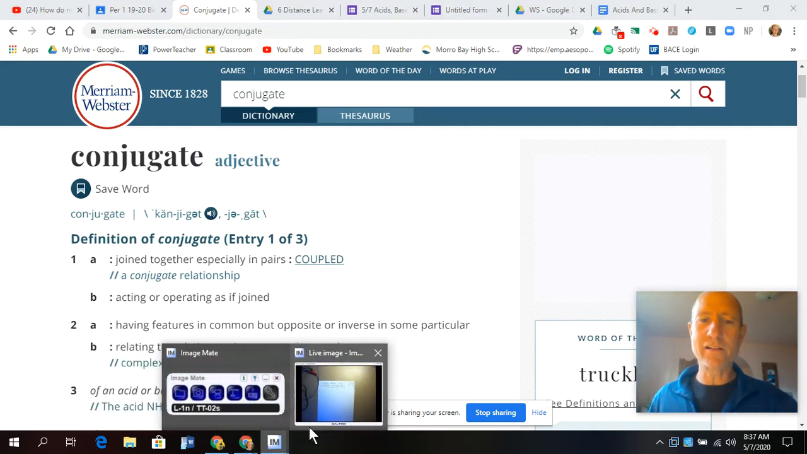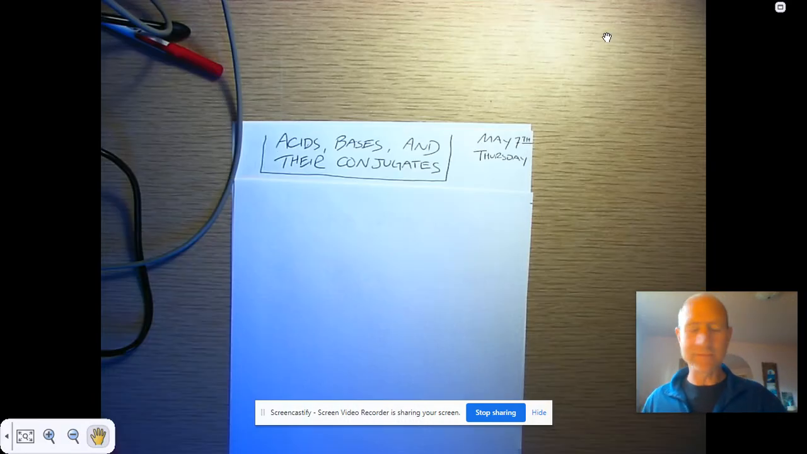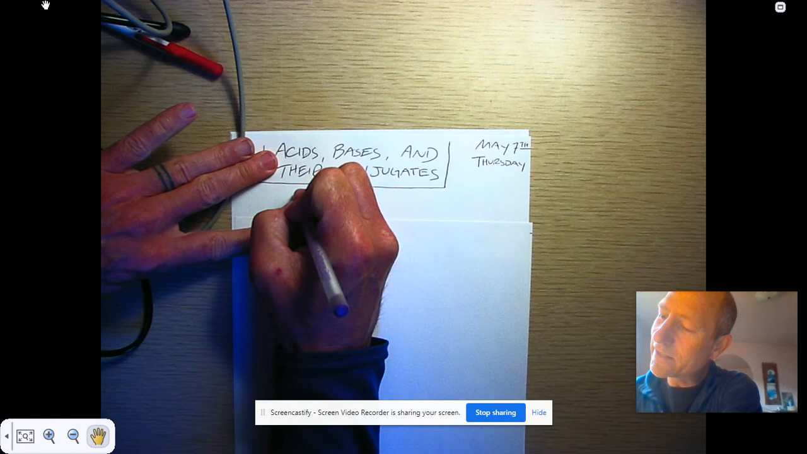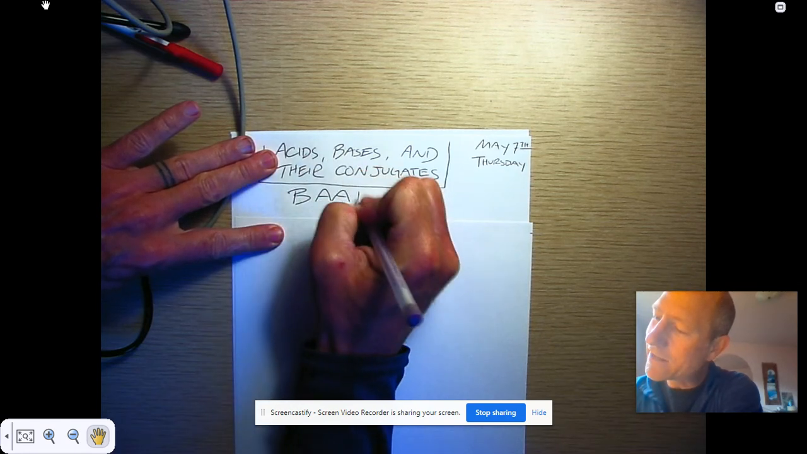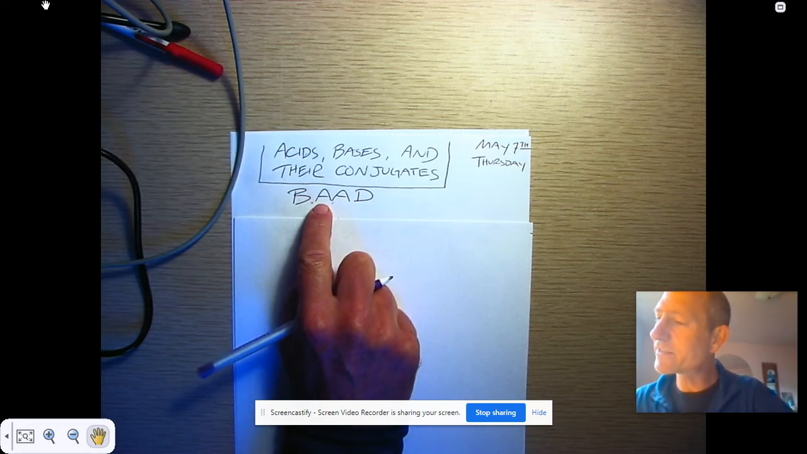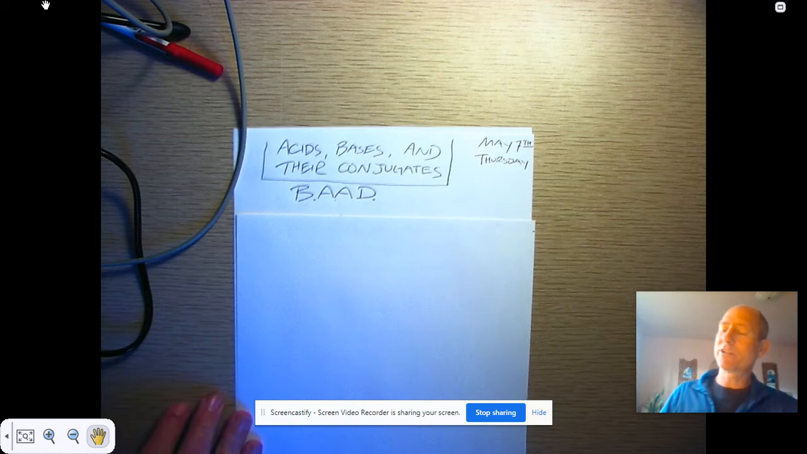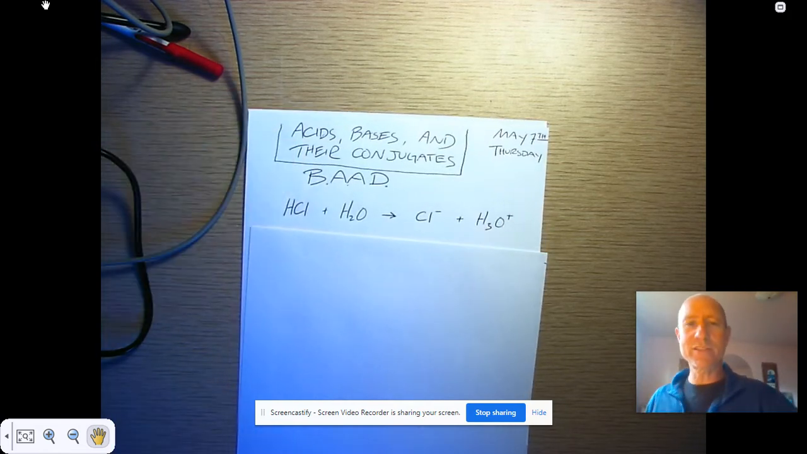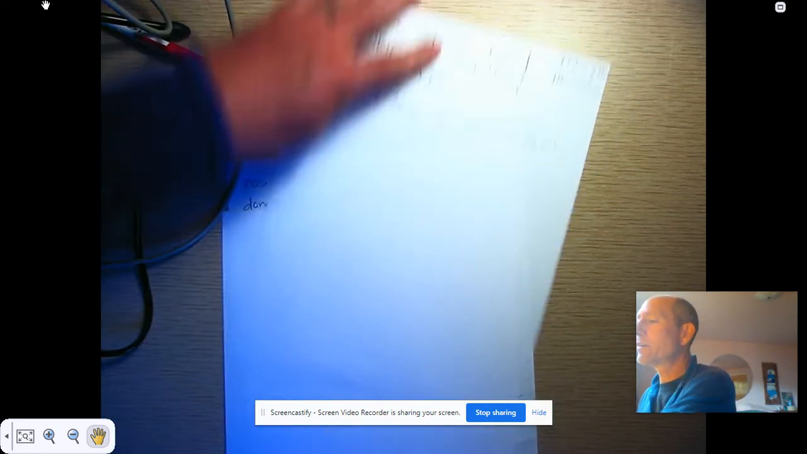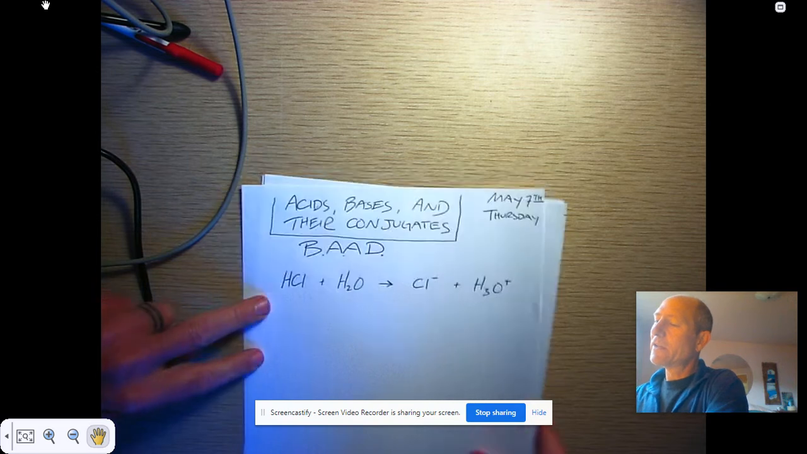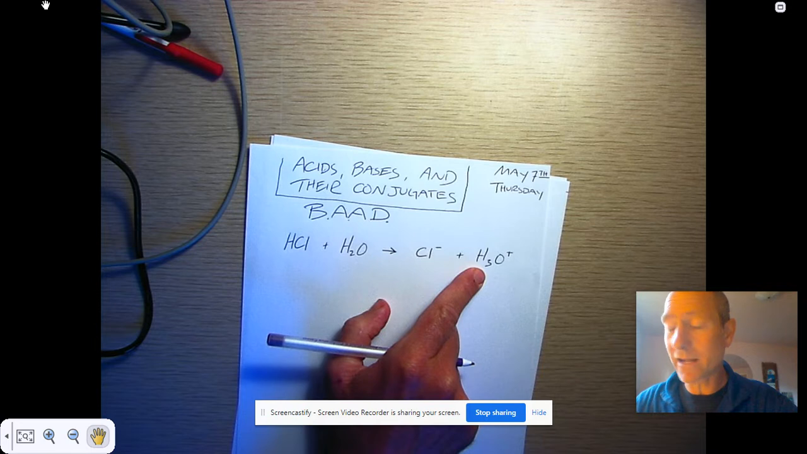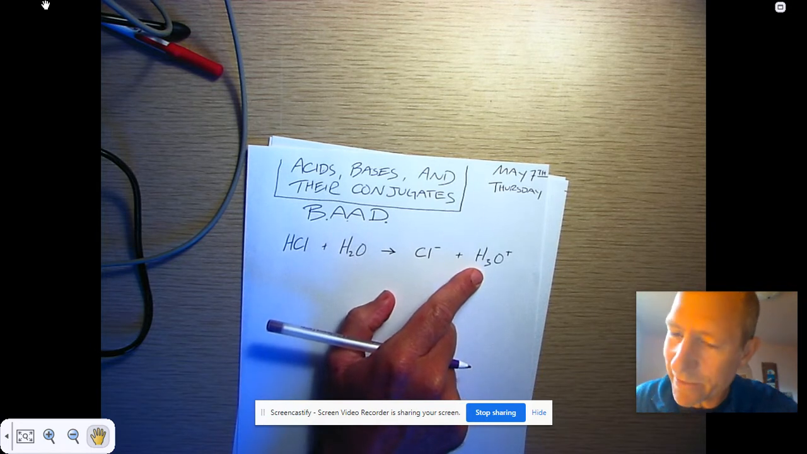Because after all, what do acids do? And what do bases do? You're never going to forget again. Bases accept protons, which are hydrogen ions, and acids donate protons, which are hydrogen ions. So here's our example from last time. We had hydrochloric acid combining with water to form a chloride ion all by itself and a hydronium ion, which is a new ion we just learned, a polyatomic ion.